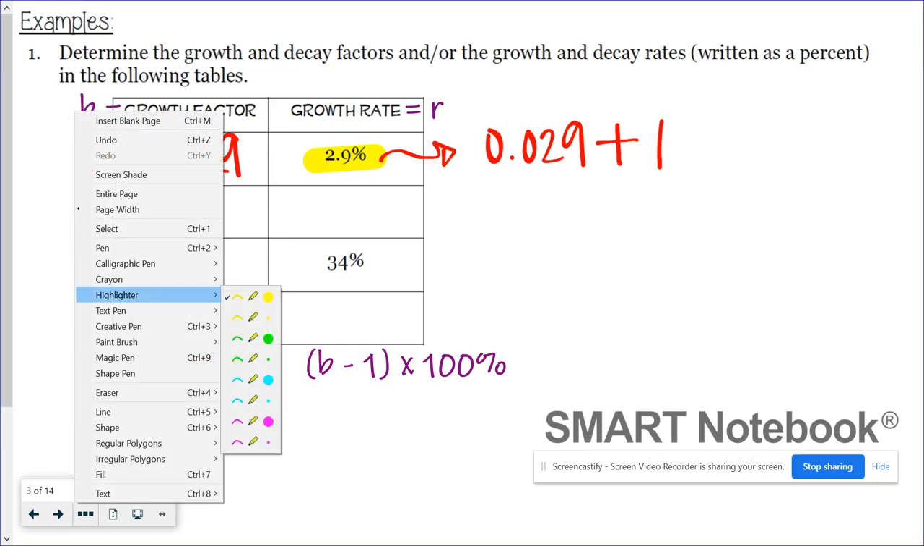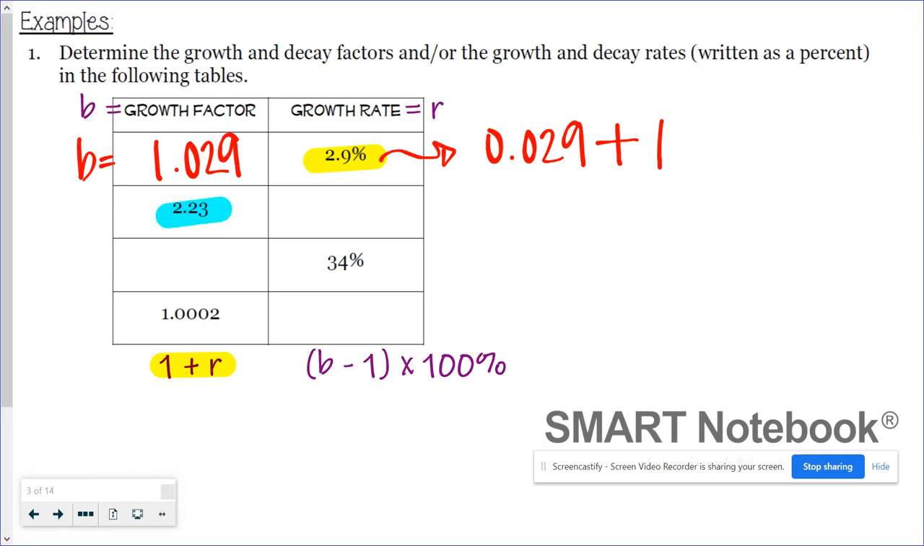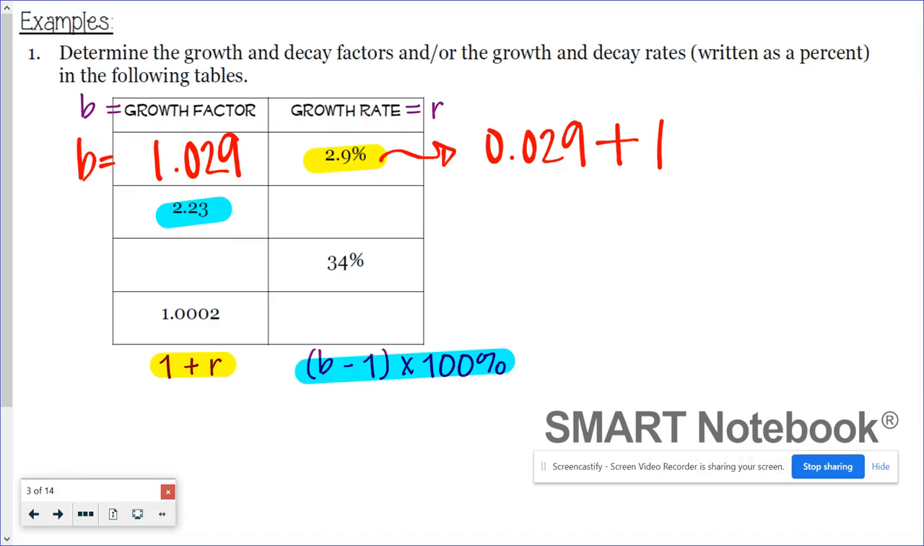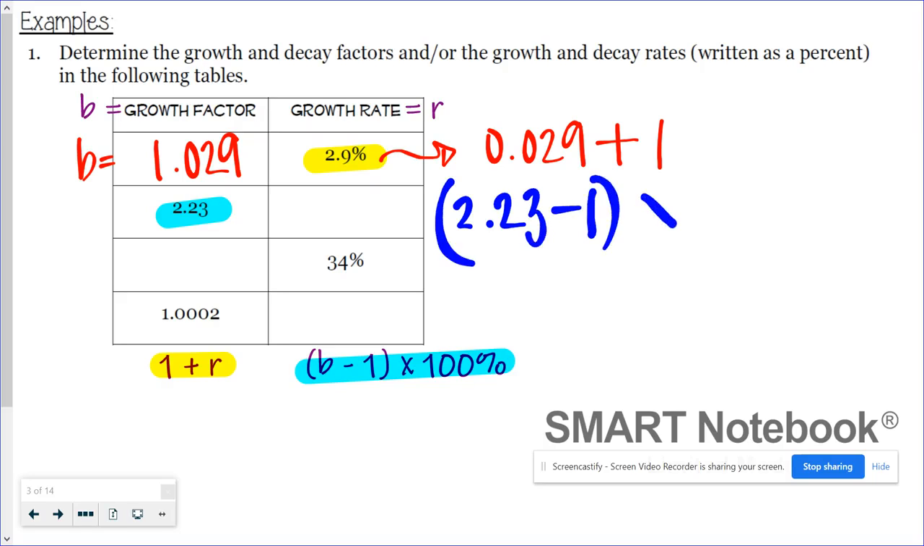Now to go backwards, I'm given a growth factor of 2.23. To come up with the corresponding growth rate, I'm going to use the formula base minus 1 times 100%. So I'm looking at 2.23 minus 1 times 100%, and I end up with 123%. Why don't you pause the video and try the remaining 2 problems for growth, and then we'll take a look at decay.